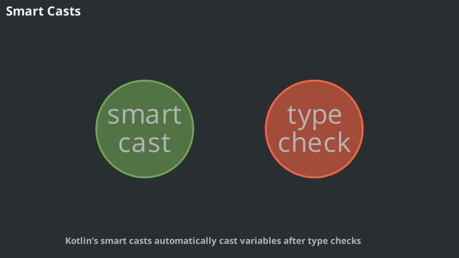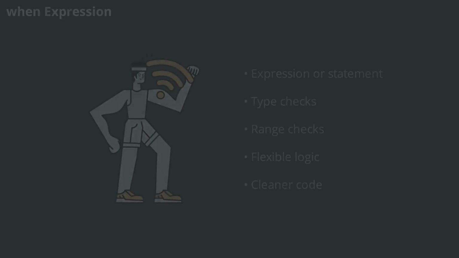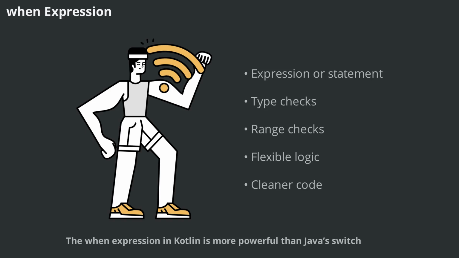Kotlin smart casts automatically cast variables after type checks, so you don't need to write redundant cast calls. If you check that a variable is a string, you can use it as a string right away. This makes your code safer and more readable, reducing the risk of ClassCastExceptions. The when expression in Kotlin is more powerful than Java's switch. It can be used as an expression or statement, supports type checks, range checks, and more. This flexibility allows you to write cleaner and more expressive conditional logic, handling multiple cases with ease.